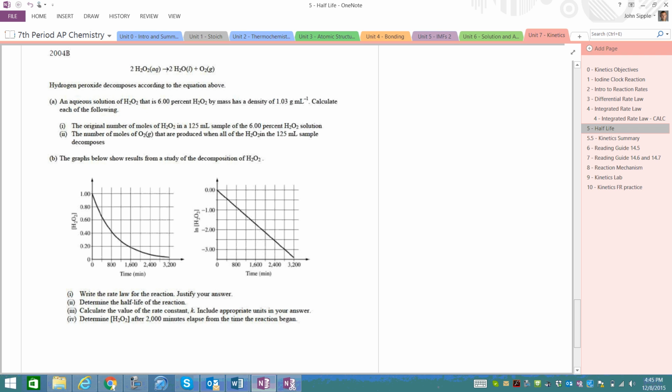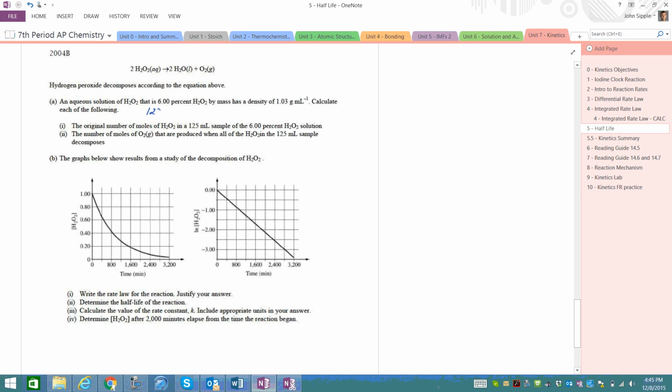Okay, so an aqueous solution of hydrogen peroxide that is 6% hydrogen peroxide by mass has density 1.03. Calculate each of the following. I want to know the number of moles of hydrogen peroxide in a 125 milliliter sample. So, 125 milliliter sample, we've got 1.03 grams per 1 milliliter because you've got to figure out how many grams are in there. So we've got 128.75 grams of solution. I'm going to multiply that by 0.06 because it's a 6% solution. So I've got 7.725 grams of hydrogen peroxide in there.